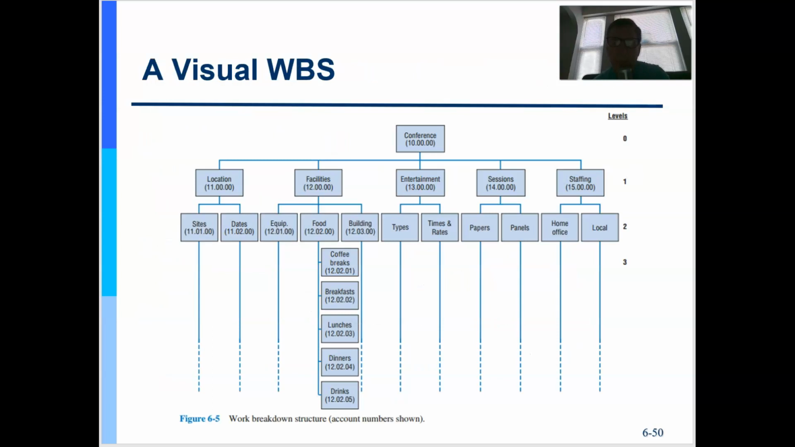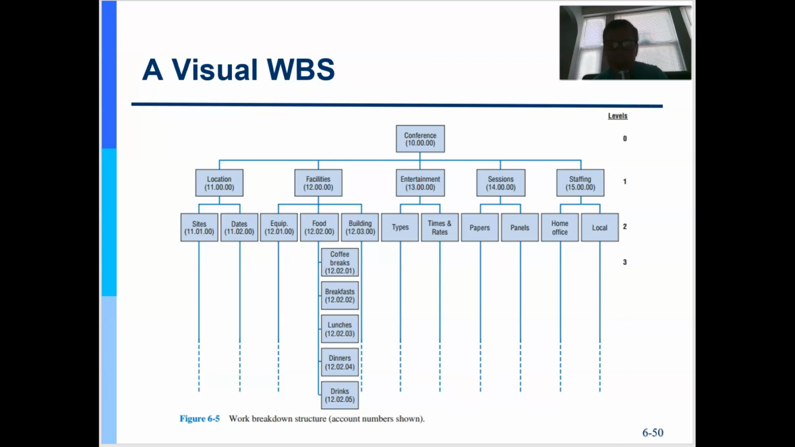So it's easier just to look at one then. So we want to have a conference, and at that conference I'm going to need a location, facilities, entertainment, sessions, what sessions do I want, and staffing to support it. Staffing, notice they break it down into home office or local. I could also break that into volunteers, right? We could continue to break down this work breakdown structure.